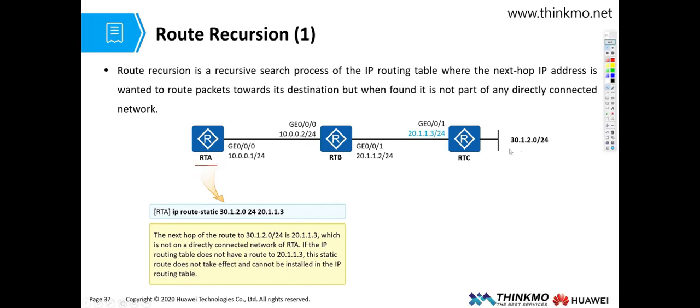For example, if I want to find 30.1.2.0, we will use a static route like this. How do we find 30.1.2.0 through 20.1.1.3? Here we might be surprised as we are referring to 20.1.1.3, but is it on our directly connected route? It seems not. If my routing table doesn't recognize this route 20.1.1.3, I would consider it unreachable. And thus, this static route would be deemed ineffective and wouldn't be included in my routing table.